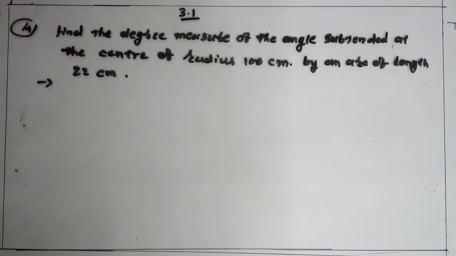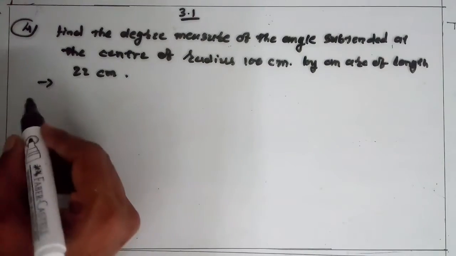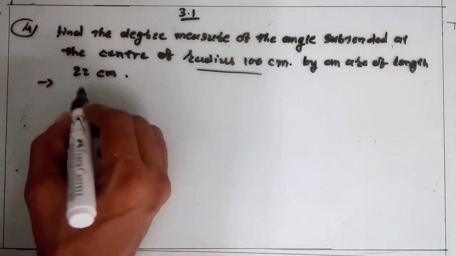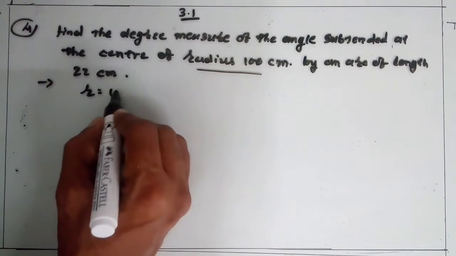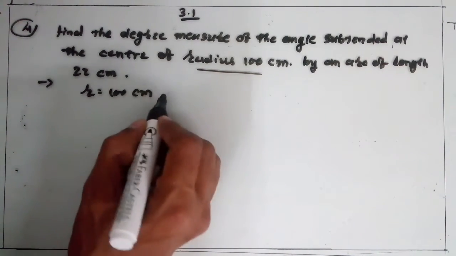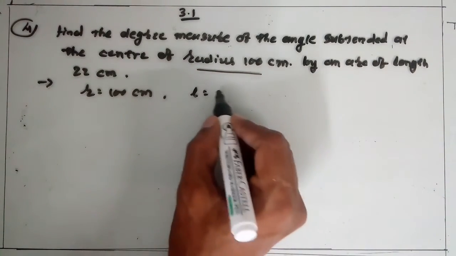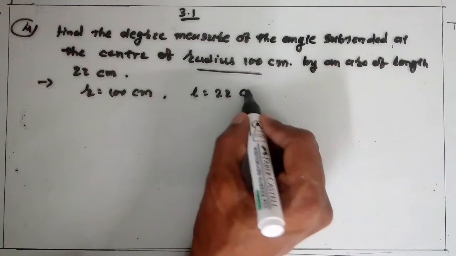Now question number 4. Find the degree measure of the angle subtended at the center of a circle of radius 100 cm by an arc of length 22 cm. Here the radius of the circle R is equal to 100 cm, length of arc L is equal to 22 cm.